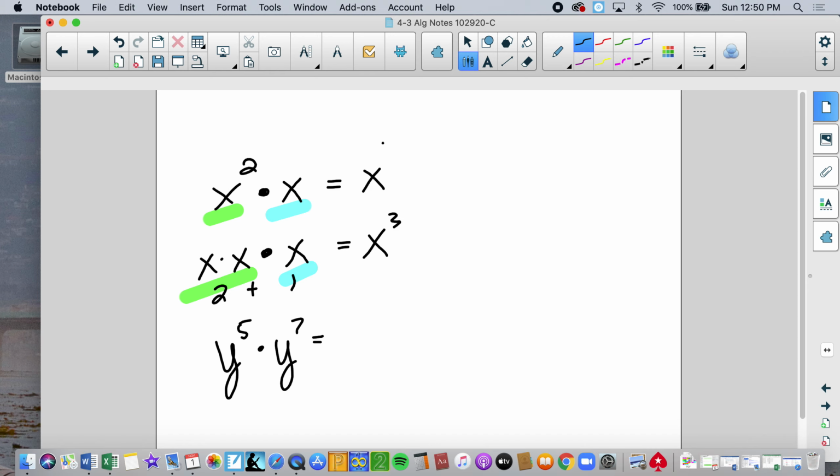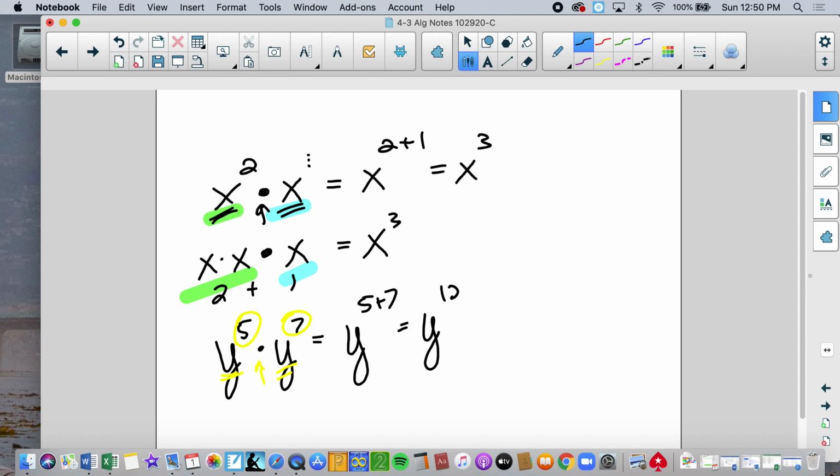So there is a rule that says, if we have like bases, meaning we have the same base and we're multiplying, well then we will add their exponents. So there's an invisible 1 exponent there. So in this bottom example, y to the 5th times y to the 7th, we see that we have like bases. They both have bases of y. We're multiplying, so we are going to add their exponents. So that's going to give me y to the 5 plus 7, which equals y to the 12th.